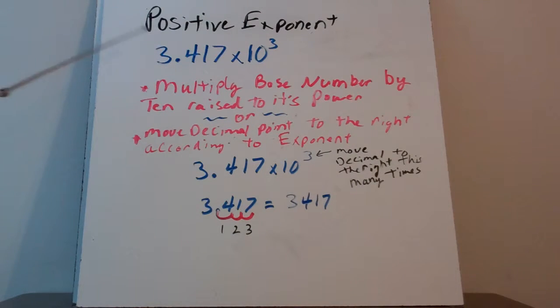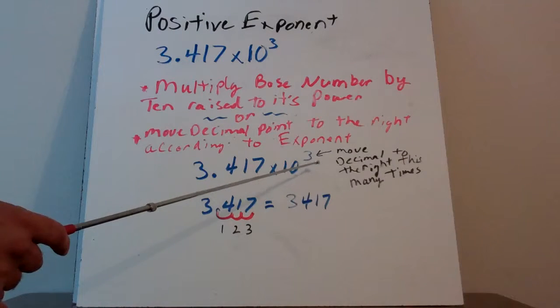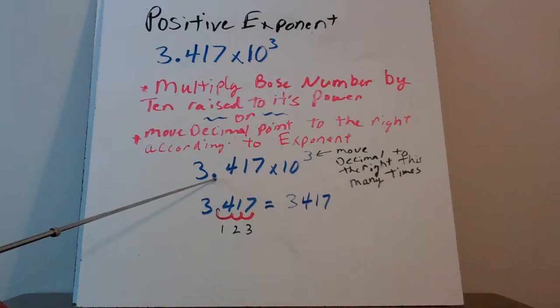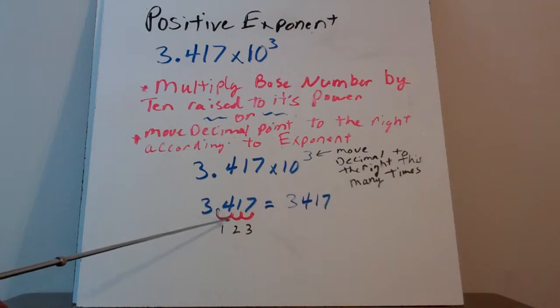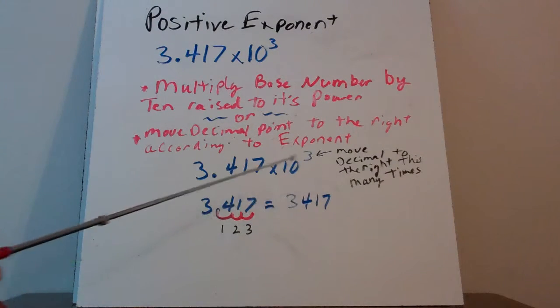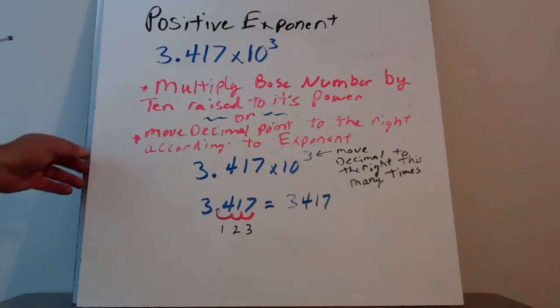Or what we could do is take the decimal point and move it to the right, because it is a positive exponent. Move the decimal point to the right according to the exponent. So we have a 3 here for the exponent. You can see down here as well. We can take the decimal point and move it 1, 2, 3 places, like I have down here, 1, 2, 3 places, and get 3,417.